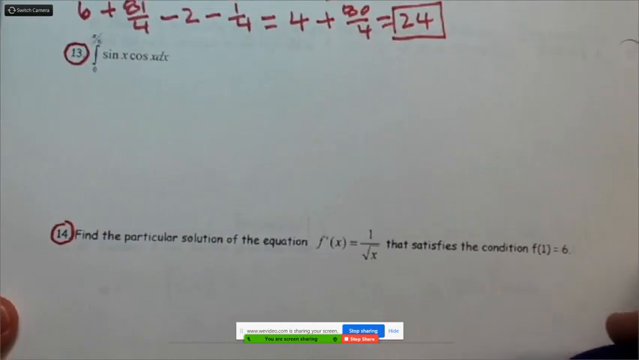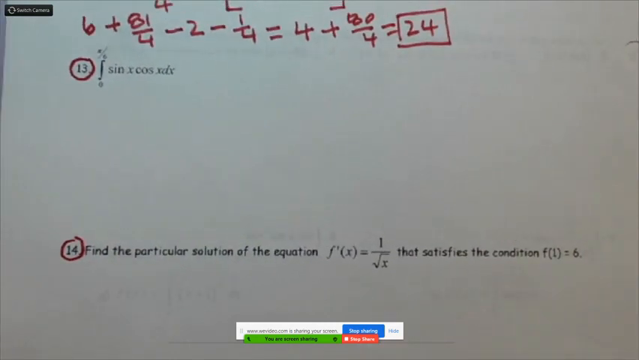Is everybody ready for number 13? Are we ready for number 13? All right.